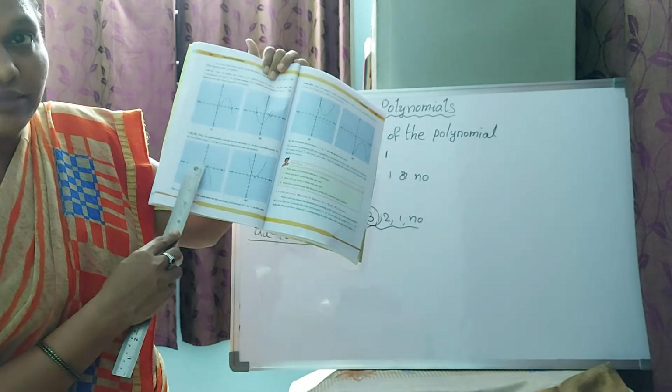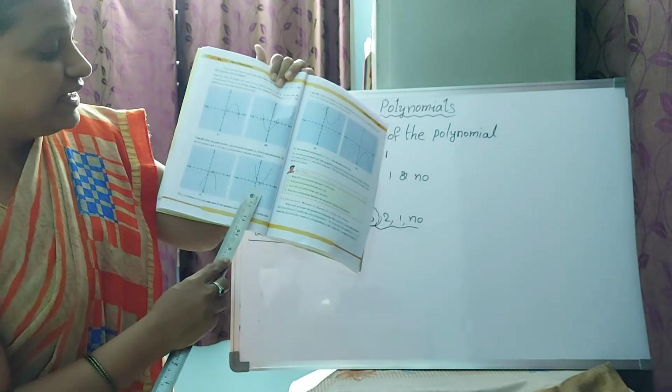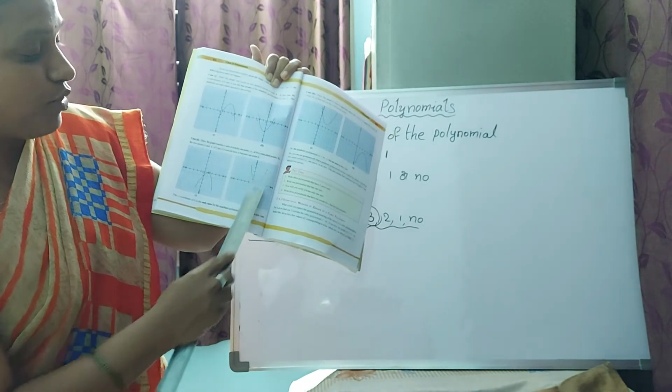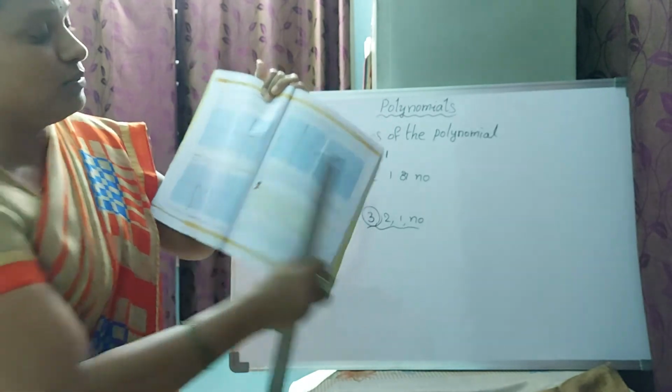It intersects the x-axis at only one point. That means it has only one zero of the polynomial. Here also it touches only at one point. So it also has only one zero of the polynomial.